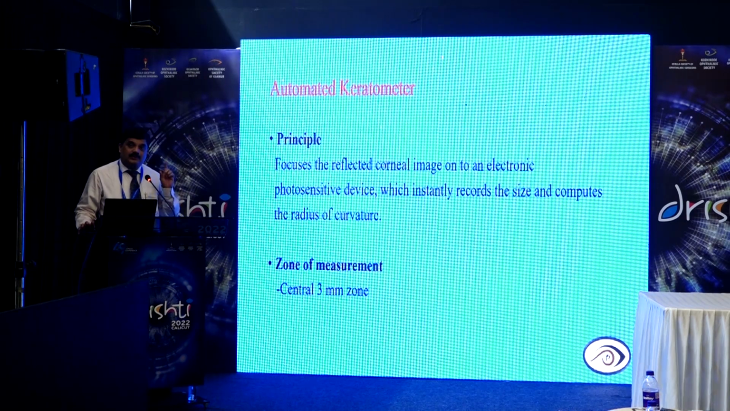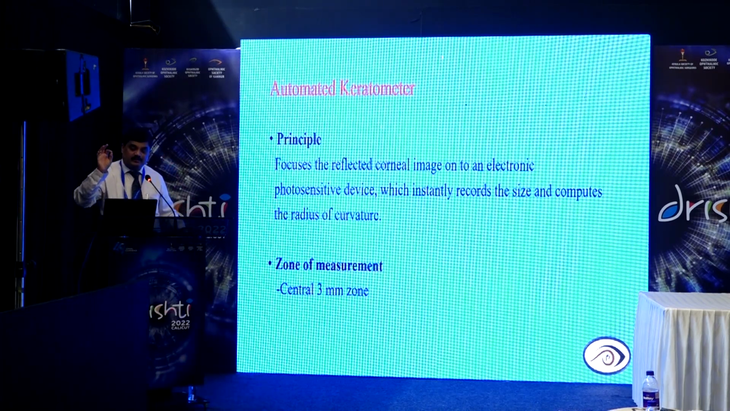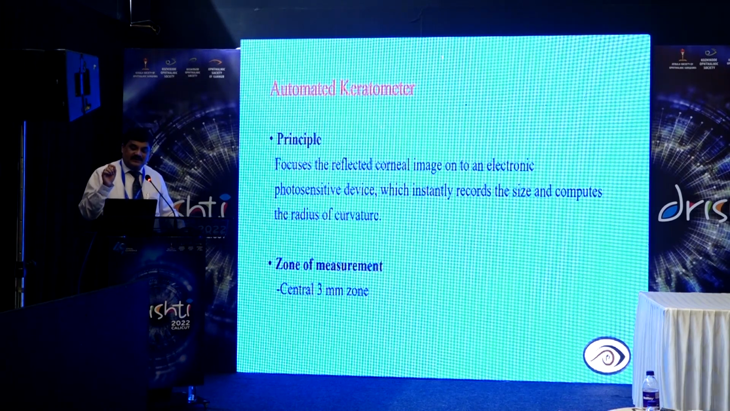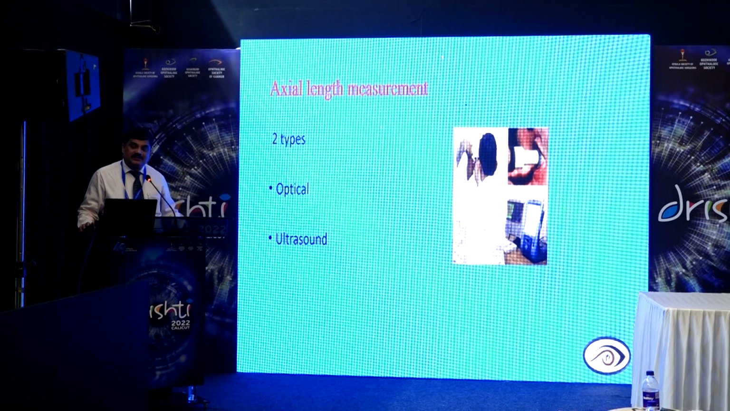So coming to the autorefractometer, the keratometry in autorefractometer is also very accurate because it measures the 3 mm zone. What exactly is the principle? It focuses the reflected corneal image onto an electronic photosensitive device which instantly records the size and computes the radius of curvature. So axial length, coming to the axial length measurement, you can do with two equipment, either with the optical or with the ultrasound method.